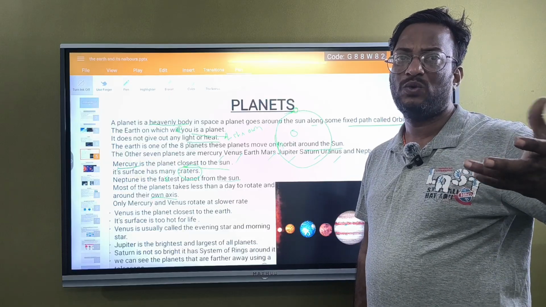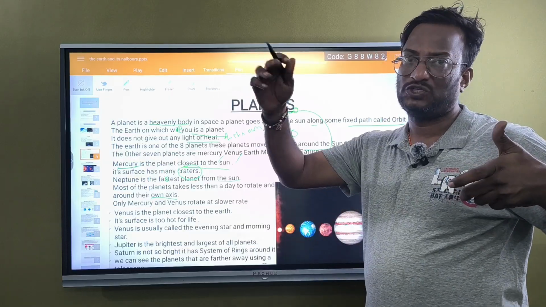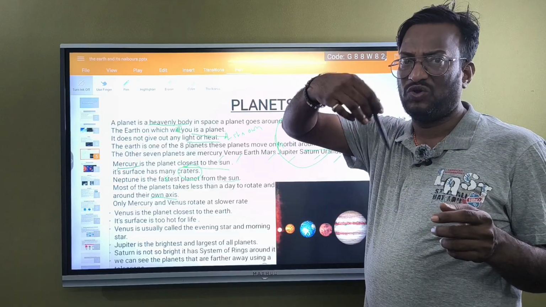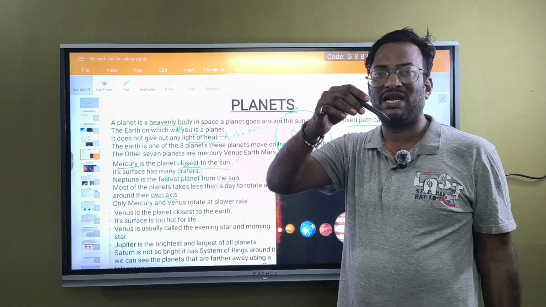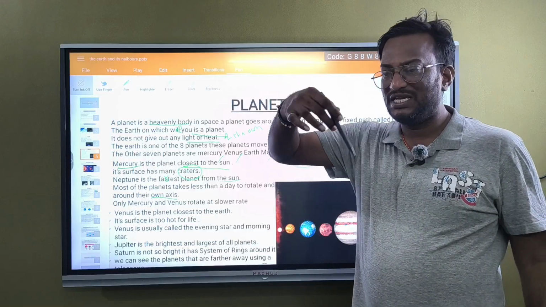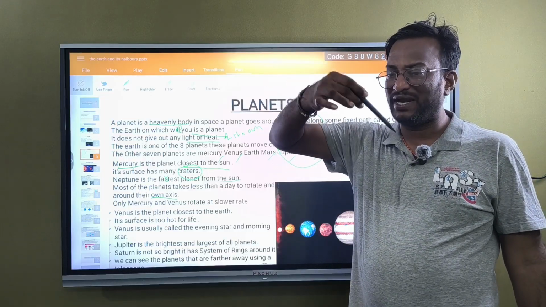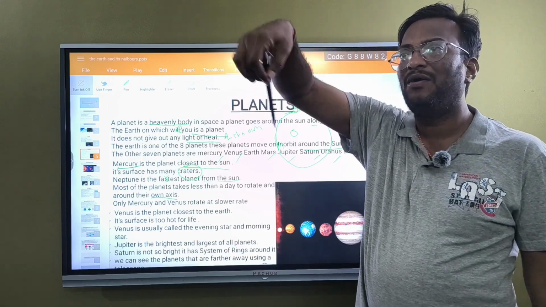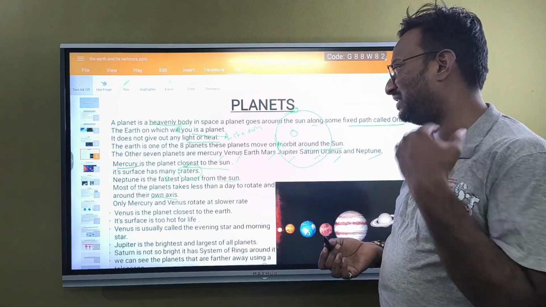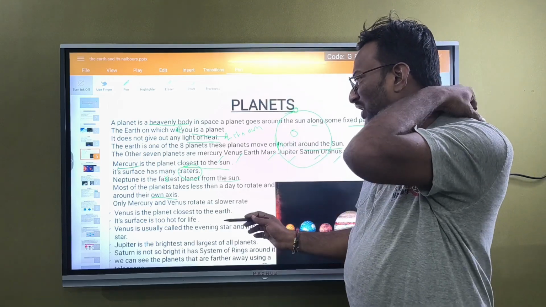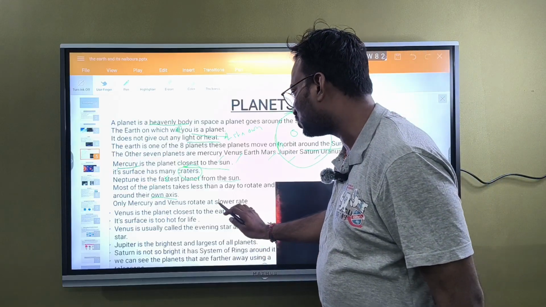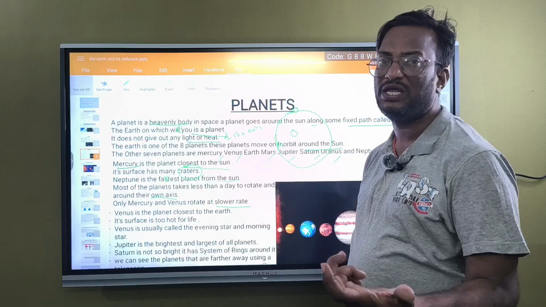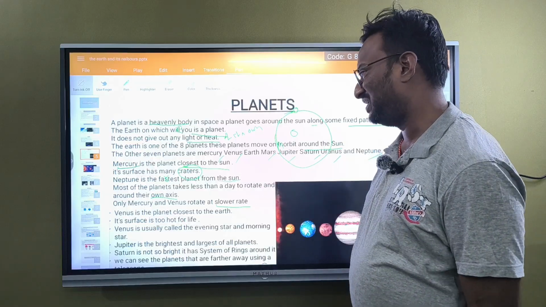So I already told you rotation and revolution. There will be 2 things. Rotation means it is rotating by itself there only. See, generally a planet is going to be rotating by itself. Along with rotation it will also revolve around the sun. 2 things will be happening there. Right. Only Mercury and Venus rotate at slower rate. So which planets will rotate at slower rate? Very slowly, Mercury and Venus.